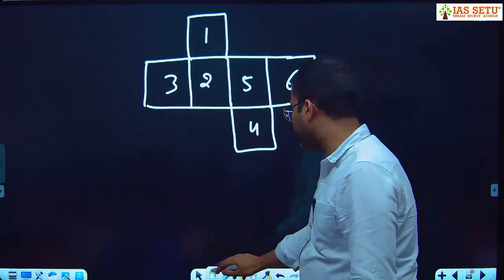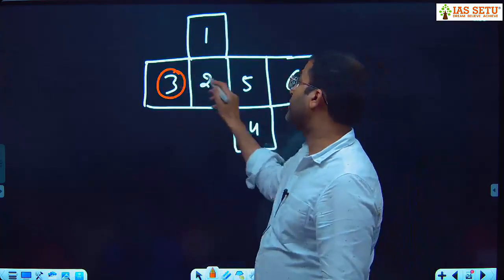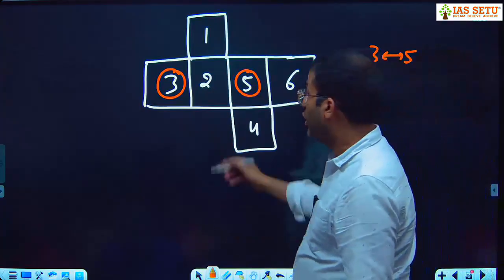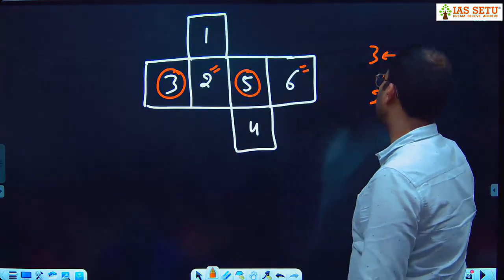First we use type 1. In this row, 3 and 5 alternate, so 3 is opposite of 5. 2 and 6 alternate, 2 is opposite of 6.